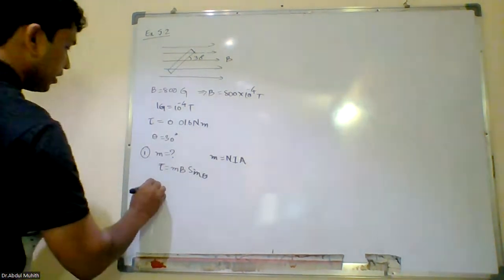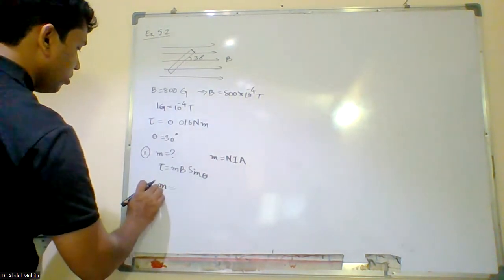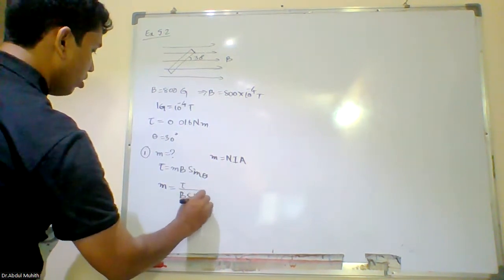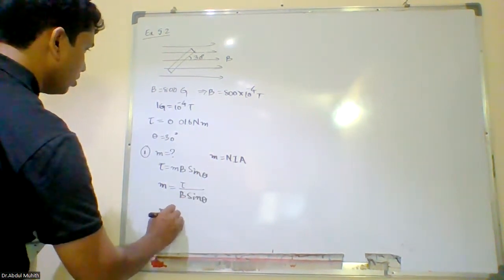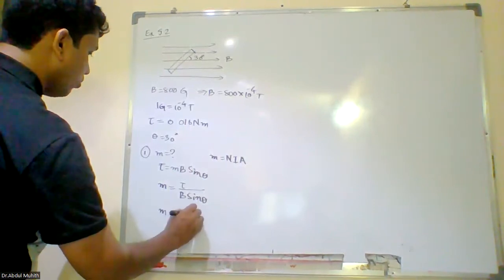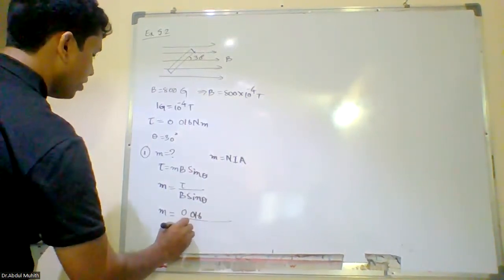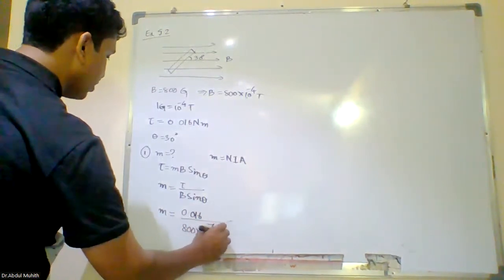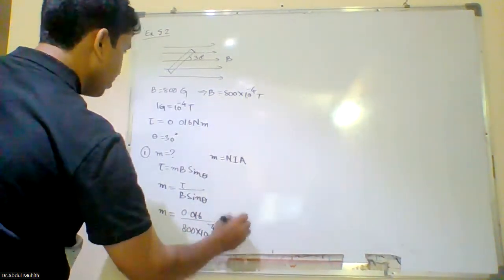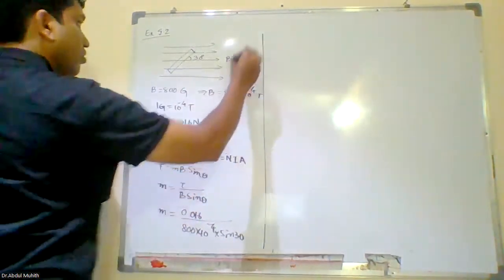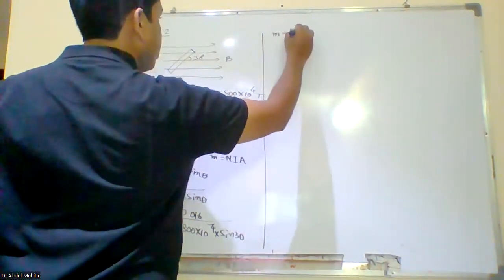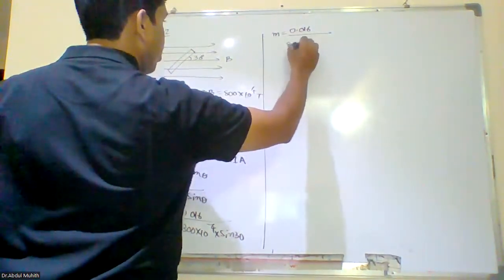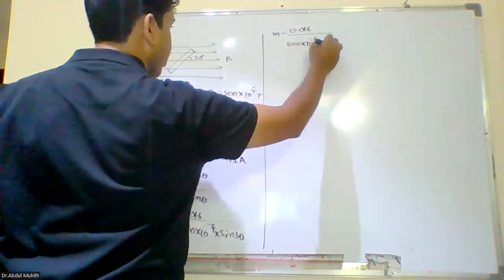Tau is equal to MB sin theta. M equal to how much? M equal to tau by B sin theta. Okay, so now how much is it? M equal to tau, which is 0.016, divided by B. What is B? 800 into 10 to the power of -4, sin theta, sin 30 degrees. Okay, sin 30. Clear? So the value of M is equal to how much? M equal to 0.016 divided by 800 into 10 to the power of -4 into 1 by 2.